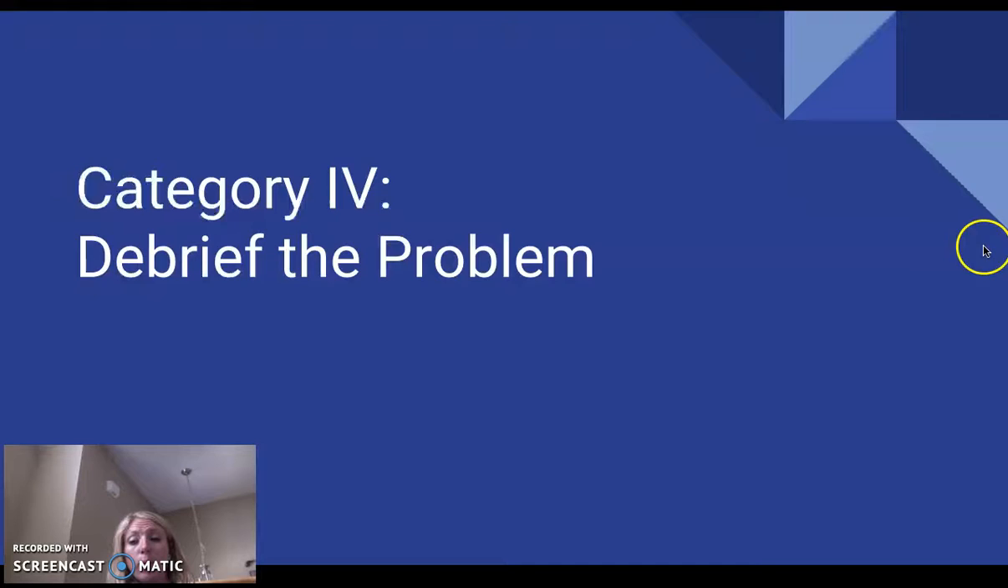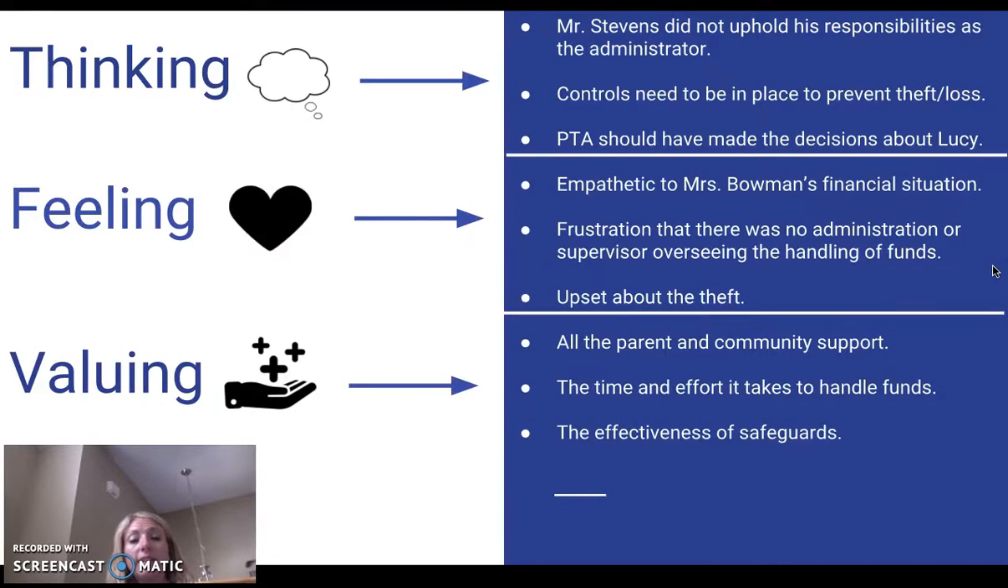Category 4, debrief the problem. When I was going through this case study, some of the things I was thinking: Mr. Stevens did not hold up his responsibilities as the administrator. He did not supervise throughout the event the handling of funds. It didn't seem like they had procedures in place. No supervisor was appointed. I was also thinking those controls need to be in place to help prevent things like this happening, prevent that theft and that loss that could take place.